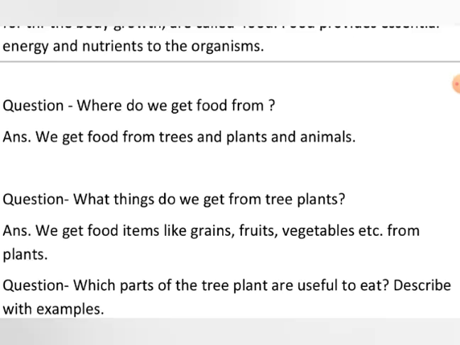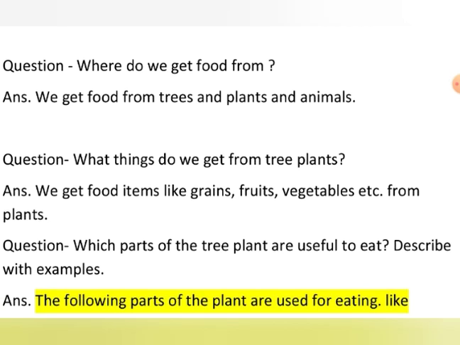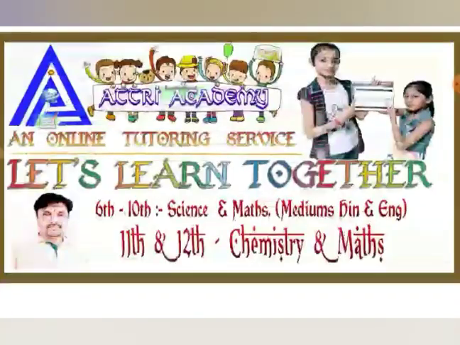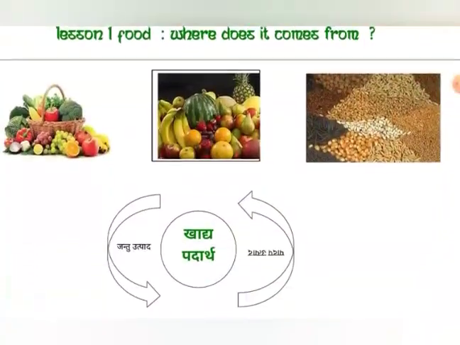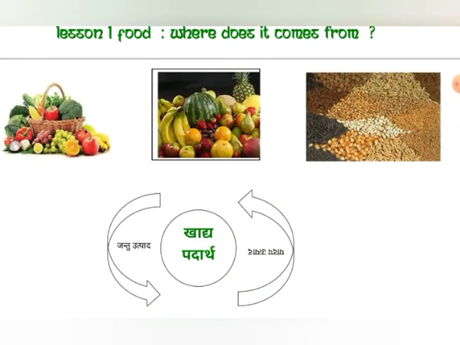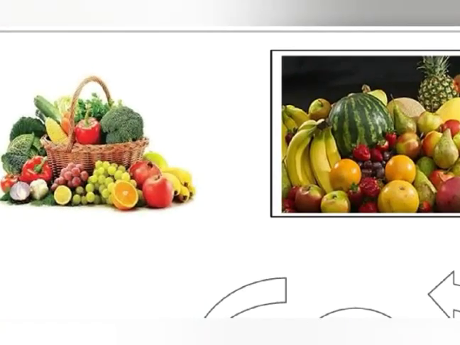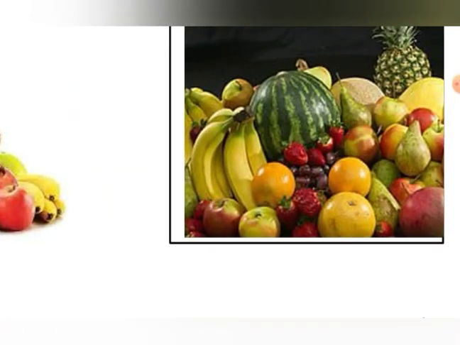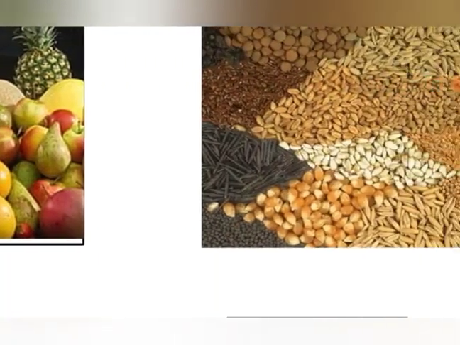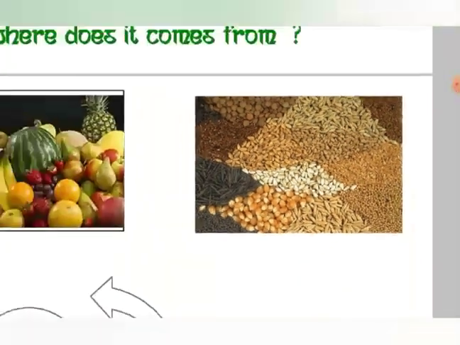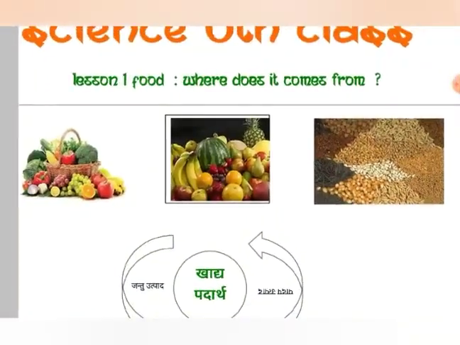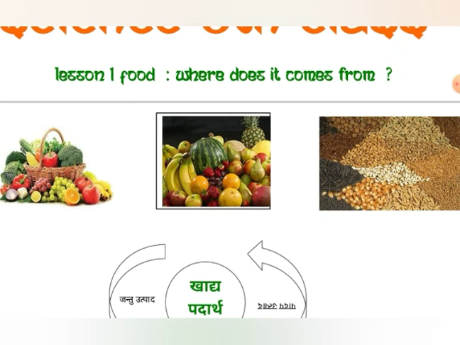Another question, where do we get food from? I have explained already through the pictures in the introduction part of the video. In these pictures, these are fruits and some vegetables, and other than these fruits and vegetables, here are some grains. All these things that we can see here in the pictures are plant products.